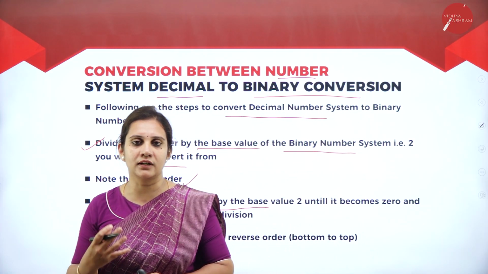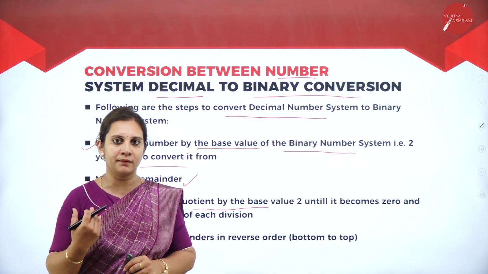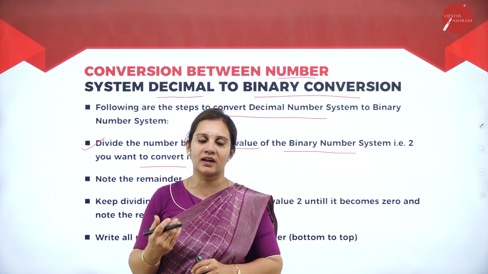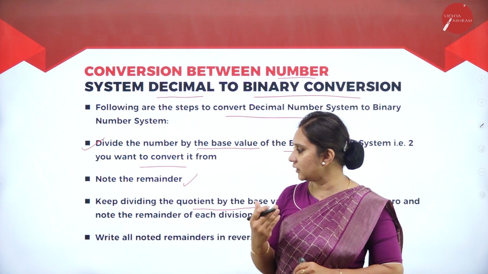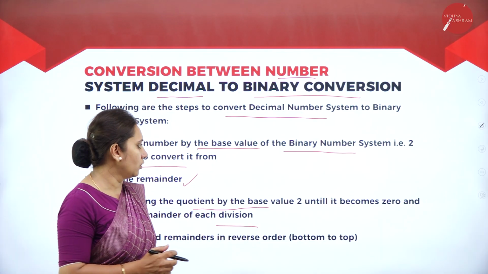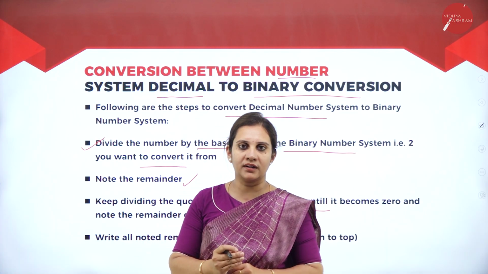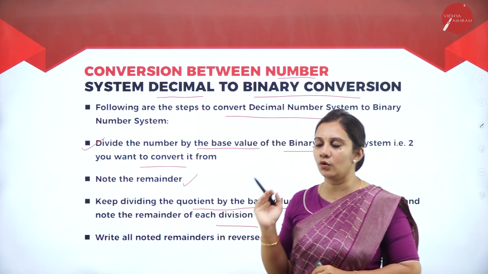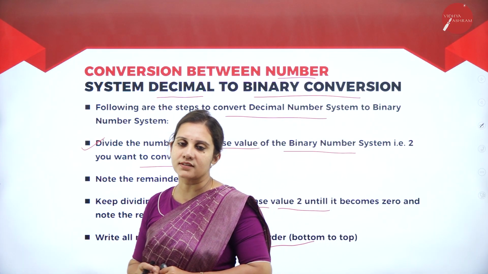If I take a decimal number, for example 45, I need to divide that decimal number by 2, that is the base 2 of binary. The binary number system base value is 2. I need to keep on dividing by 2 until the quotient becomes 0, and all the remainders we need to note down and take in reverse order. What is reverse order? That is from bottom to top. That is what we call reverse order.